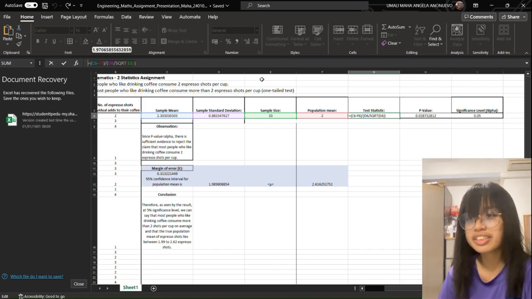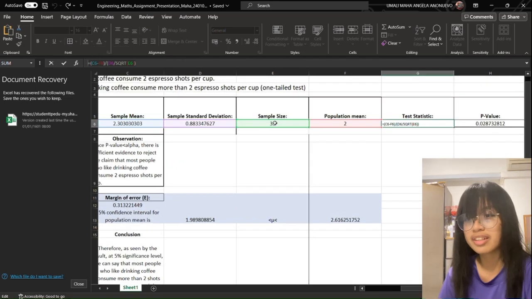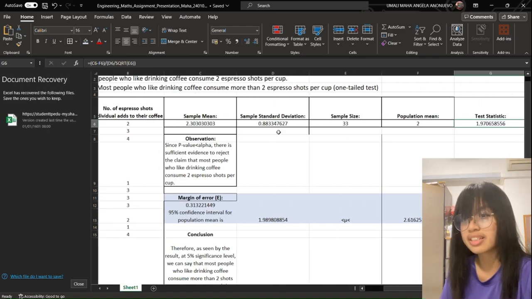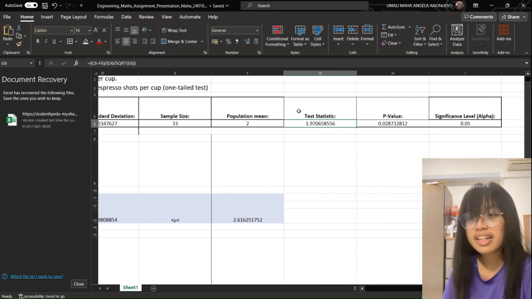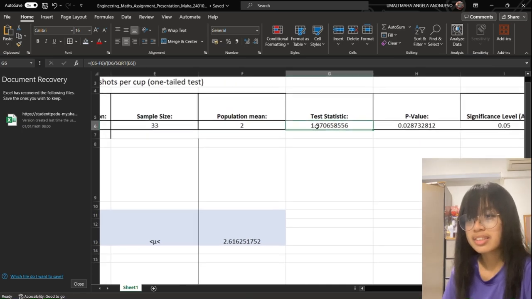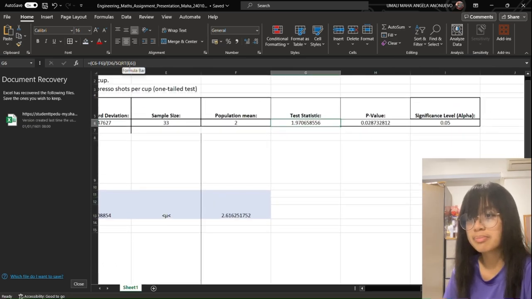I chose to use a t-test because the sample size is more than 30 and the population standard deviation sigma is unknown. Hence, I used the sample standard deviation S to estimate it and use the t-test as the test statistic. In Excel, we will key in =(C6-F6)/(D6/SQRT(E6)) for the test statistic.